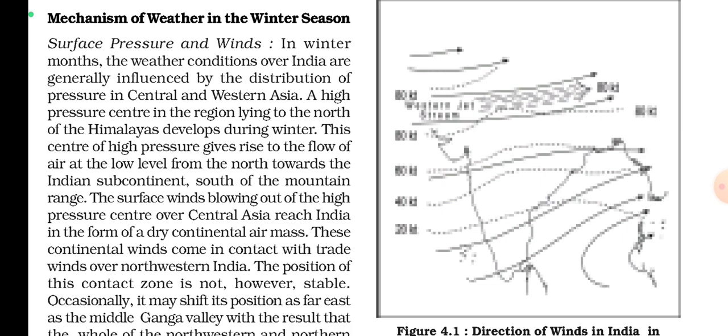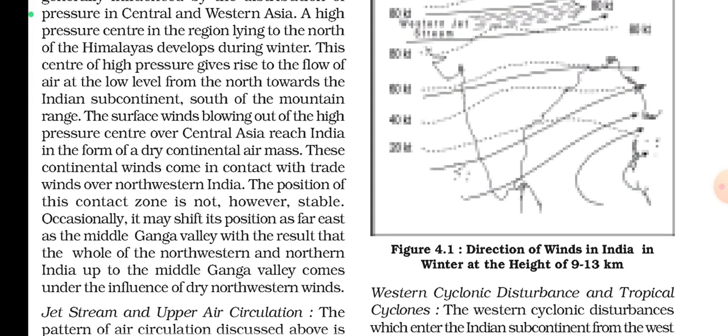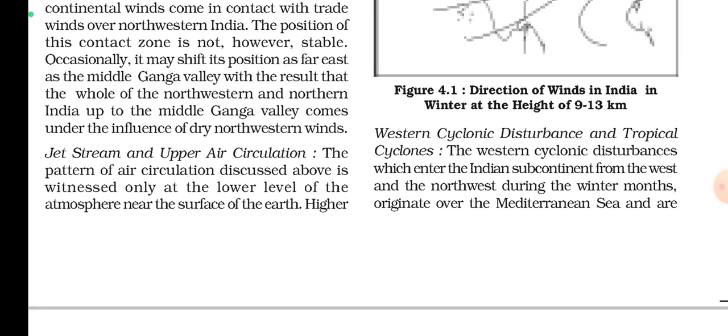These continental winds come in contact with the trade winds over northwestern India. This contact zone may shift its position as far east as the middle Ganga valley, with the result that the whole of northwestern and northern India up to the middle Ganga valley comes under the influence of dry northwestern winds.